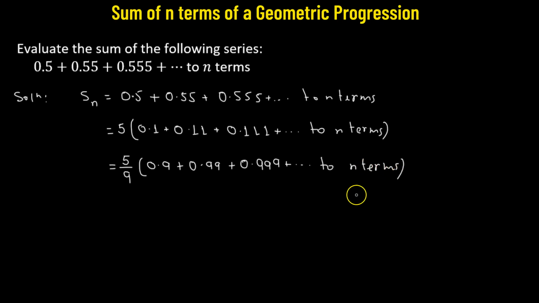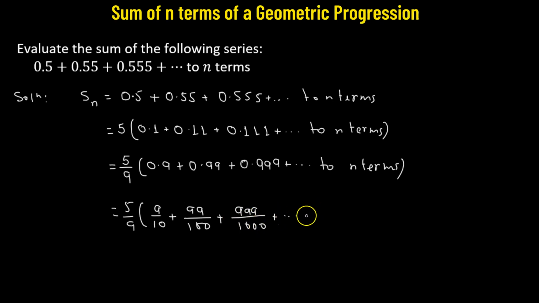Next, what we'll do, we can rewrite each of the terms. So we will convert them to a fraction. So 0.9, the decimal to fraction, will become 9 over 10, plus 0.99 will be 99 divided by 100, plus 0.999 will become 999 divided by 1000, plus all the way up to n number of terms.